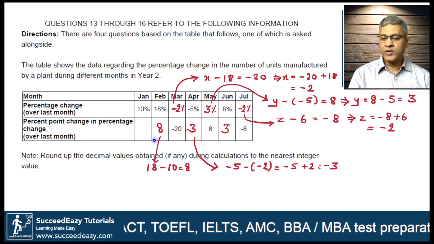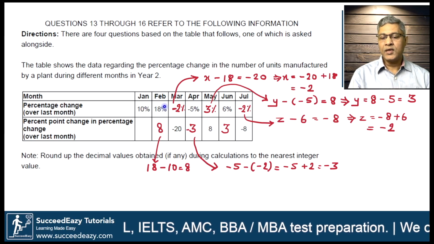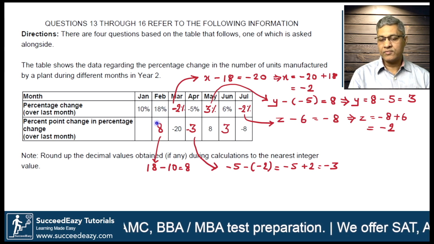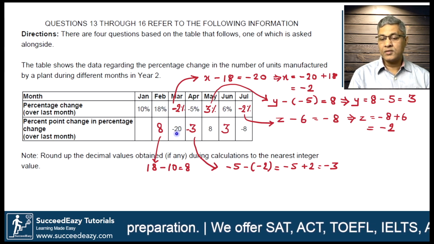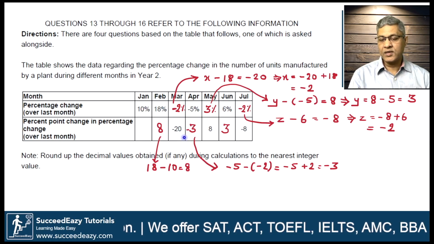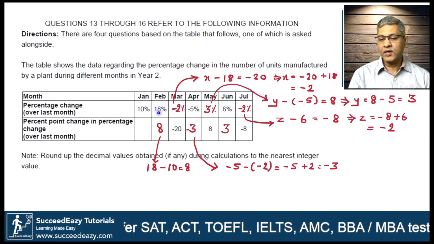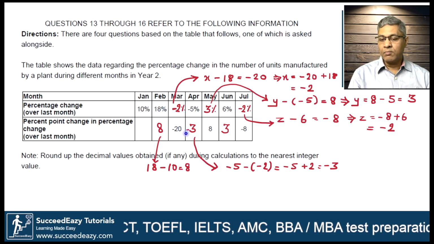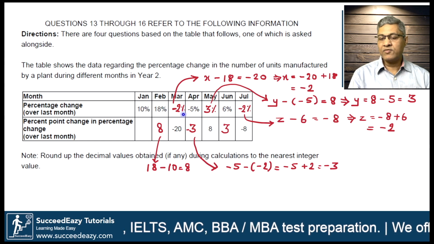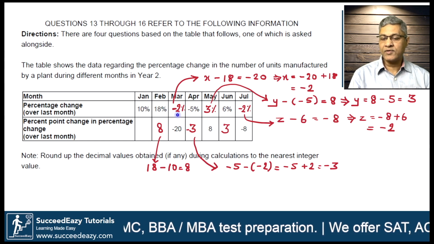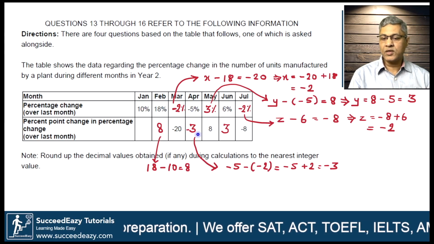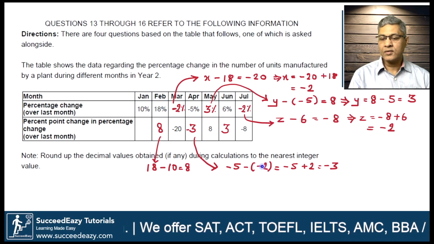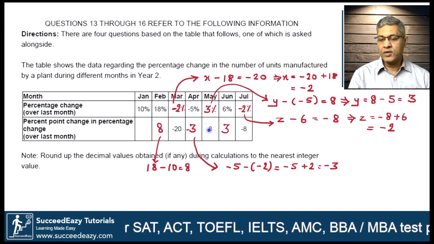Now this percent point change is very simple. If you want to calculate for this, then it will be 18 minus 10, that is 8. For minus 20, they have already calculated that. Actually, it is minus 2 minus 18, that is minus 20. Minus 3 you will get, because minus 5 minus of minus 2 will become minus 5 plus 2, that gives you minus 3. So you get minus 3. That is how you will get it. And here they have already plotted 8.